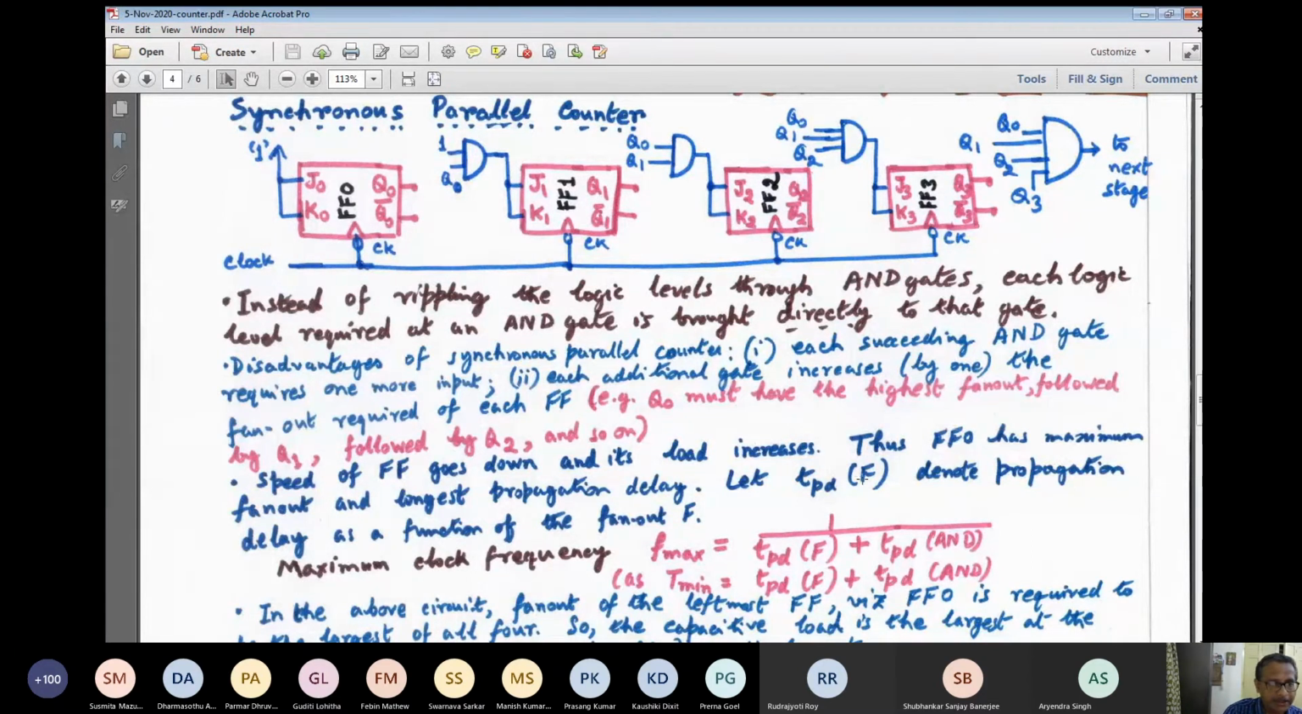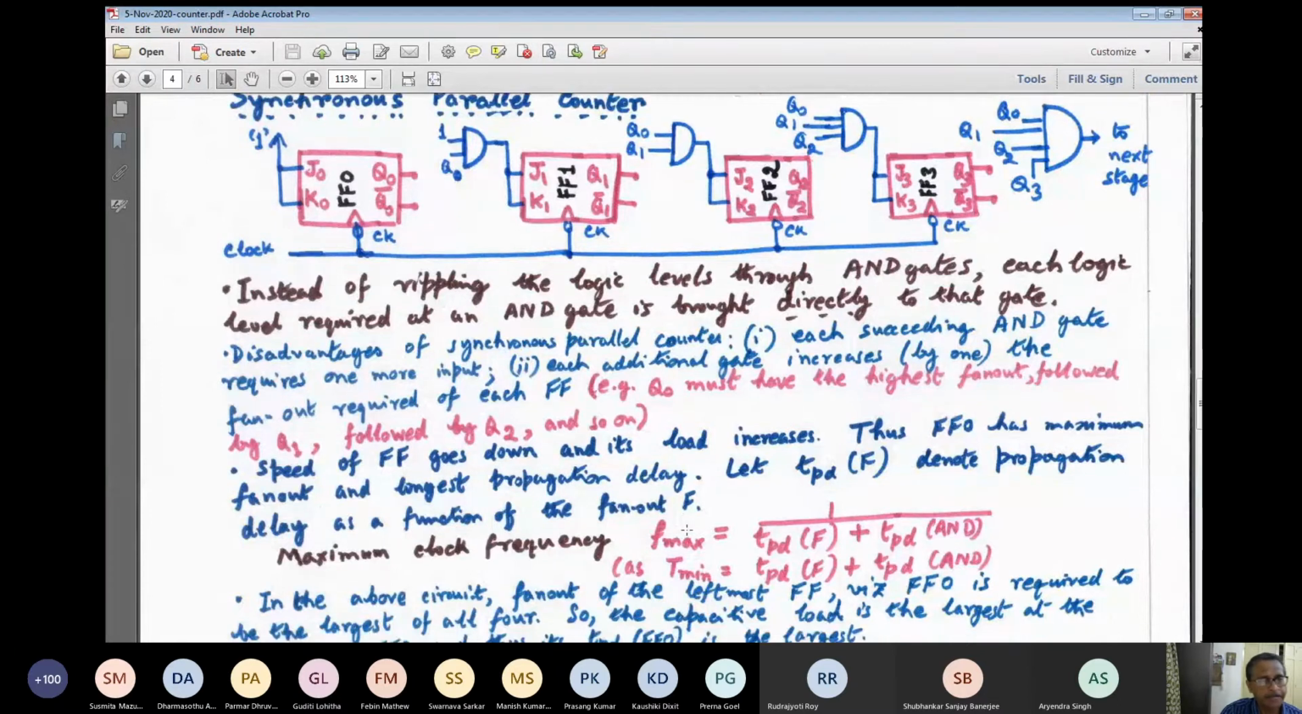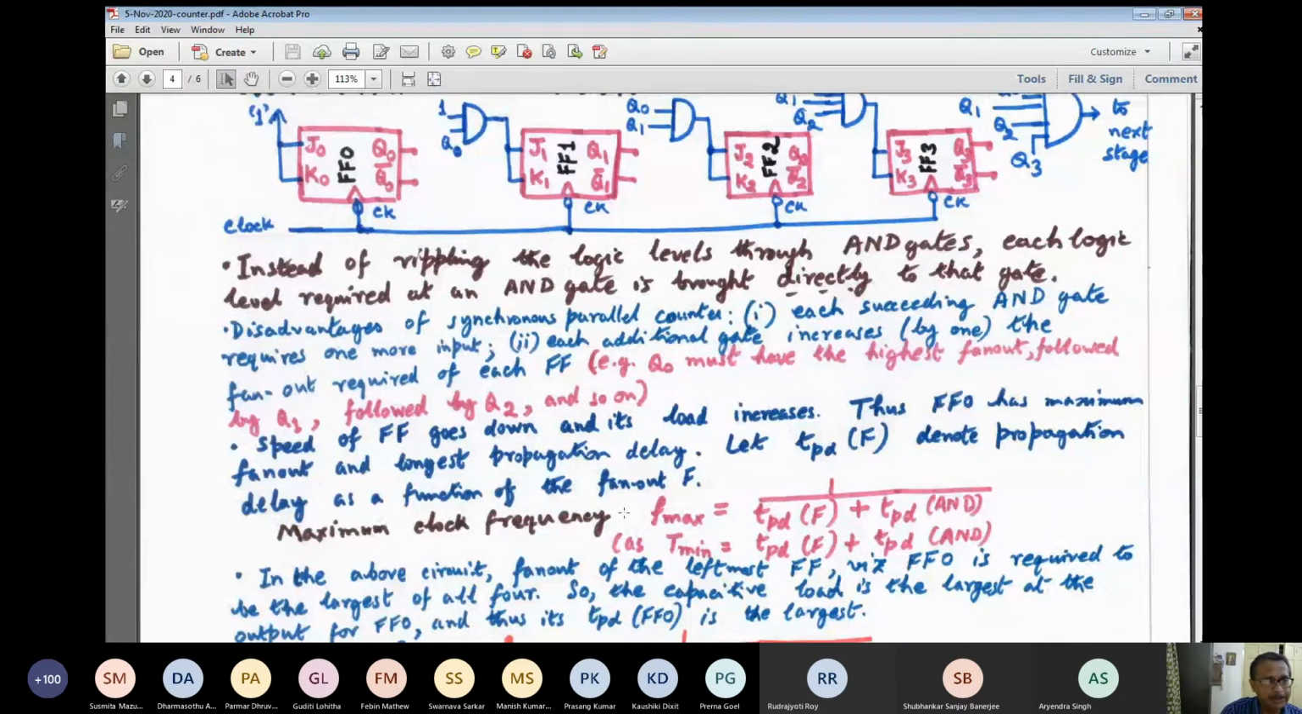Suppose tPD(F) denotes propagation delay as a function of fan out. So the maximum clock frequency in this case will be straightforwardly obtained as 1 by the sum of tPD(F), the propagation delay of the flip-flop as a function of fan out, that is the capital F, and the propagation delay of only one AND gate, not multiple AND gates.